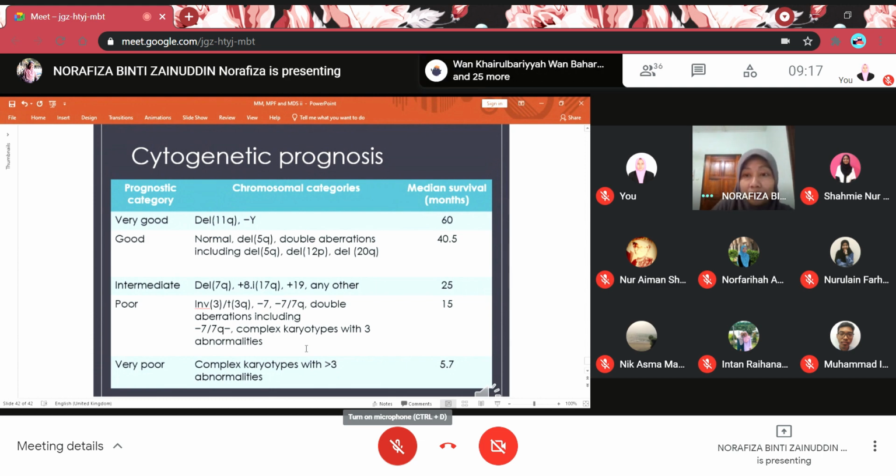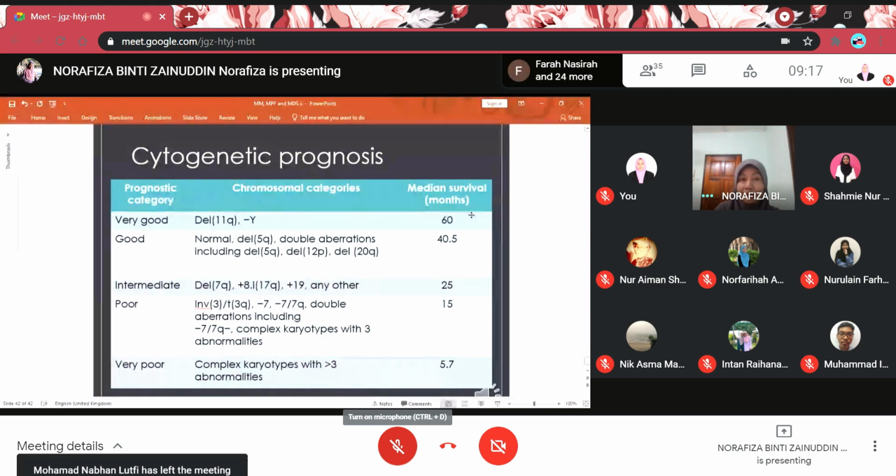So median survival ni boleh faham ke? Median survival maknanya berapa lama dia boleh hidup. Median saja, maknanya dia ambil kira semua patients dan ambil just median sajalah.